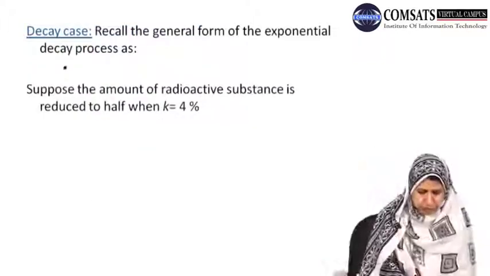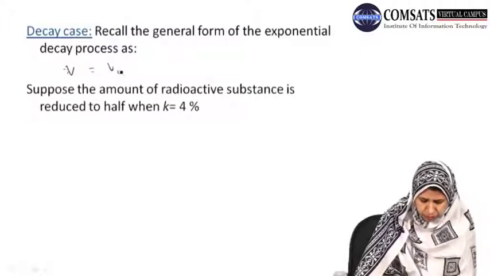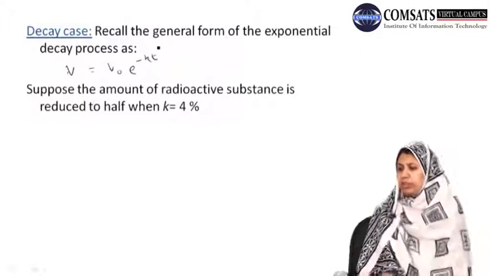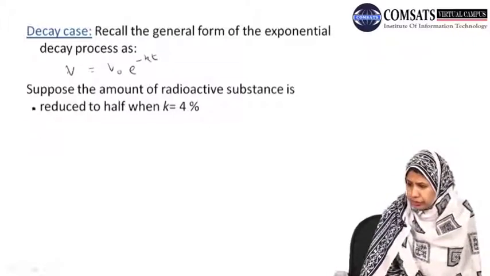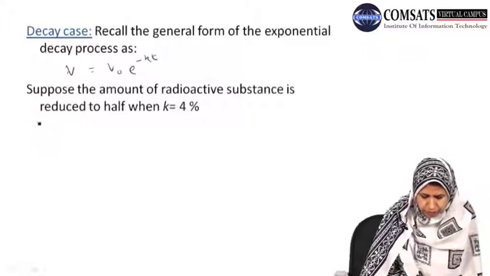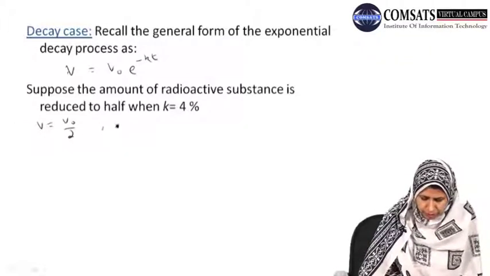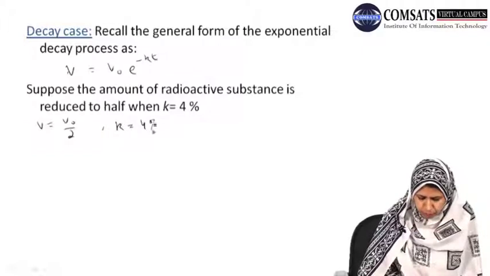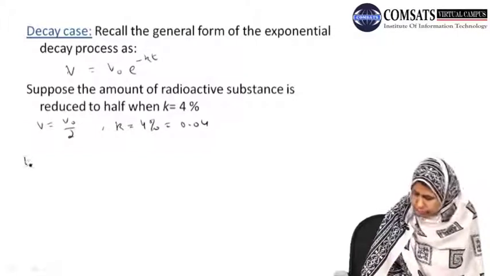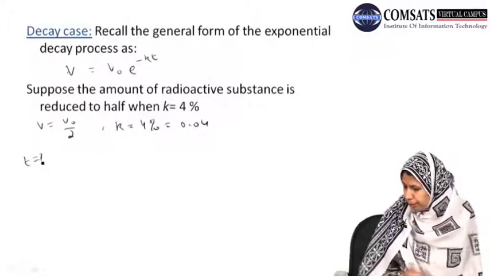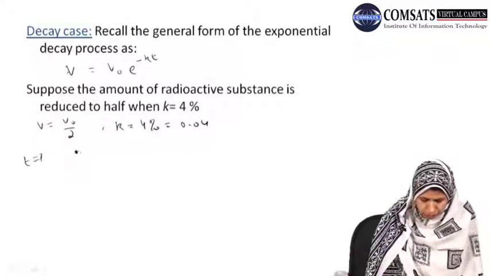Recall our equation V = V₀ e^(−kt) of the decay model. Suppose the amount of radioactive substance is reduced to half, that is V = V₀/2, when the decay rate k = 4%, which is 0.04. Then we are asked to find the time t in which the amount is reduced to half.